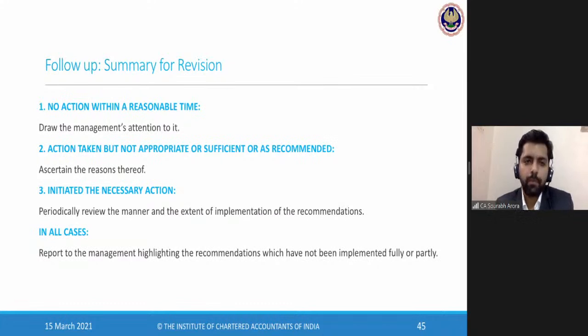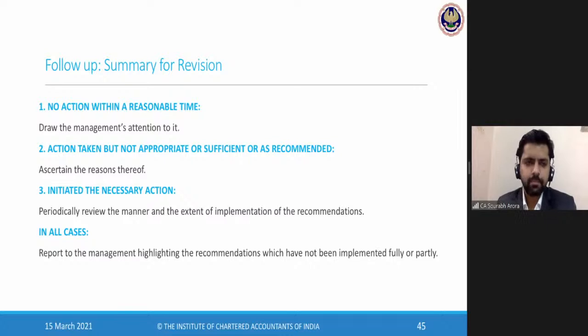So this is the follow-up summary for revision. No action within a reasonable time: draw the management's attention to it. Action taken but not appropriate or sufficient as recommended: ascertain the reasons thereof, and initiate the necessary action, periodically reviewing the manner and extent of implementation of those recommendations. And in every case, report to the management highlighting the recommendations which have not been implemented fully or partly.